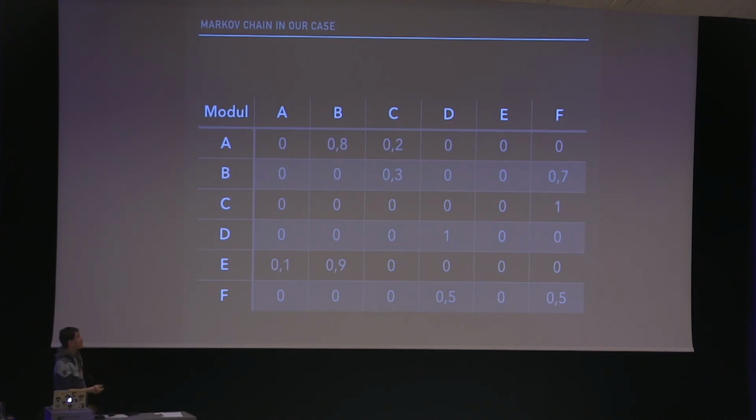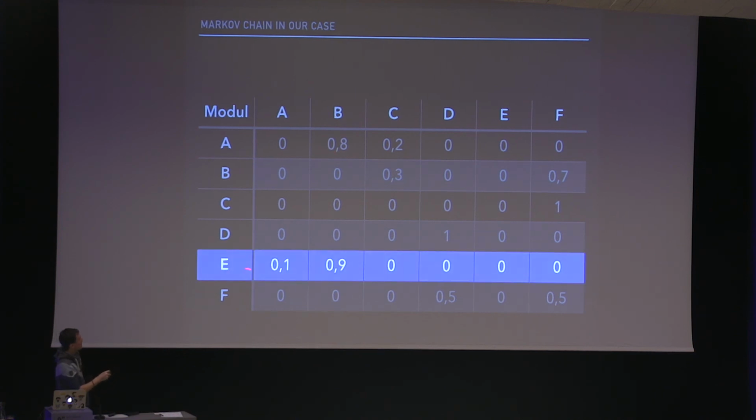That's a two-dimensional array where every row is a module and every column is a module. And the thing is, you have the transition from A outgoing to B is 80%. So if you're in A and you want to know where to go next, you just have to look into a line like that and see, okay, from E to A is 10%, from E to B is 9%. What I also want to mention, those rows have to sum up to 1. The columns do not have to.